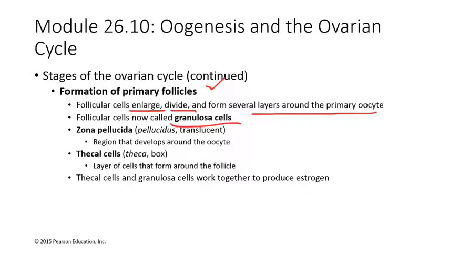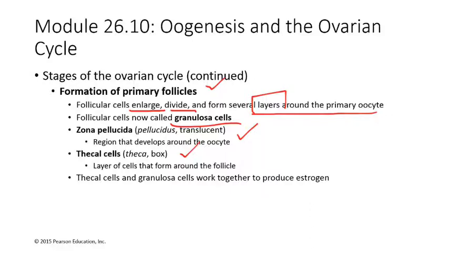So the follicular cells were the flattened cells around the egg. Now we have the follicular cells being called granulosa cells. And they're going to form up as they create layers. These layers are going to have names. There's going to be the zona pellucida. This is a very translucent, clear layer that's developing right around the oocyte. And then there'll be theca cells. And theca means box. So these cells are forming a box, if you will, and they are layers that are going around the entire follicle.